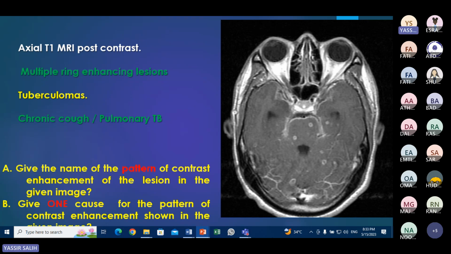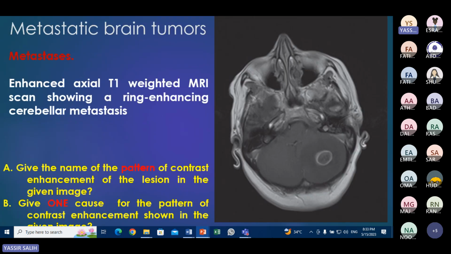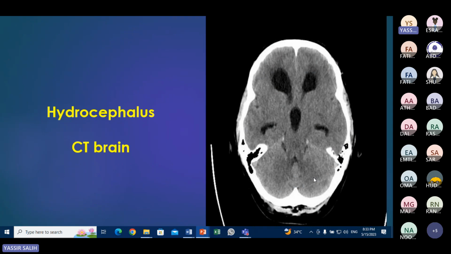But this could also be due to the differential diagnosis we discussed. The most important thing is the pattern of enhancement, which is ring enhancing. Also this is a ring enhancing lesion, a solitary single lesion. The most important thing, as we said, is the pattern of enhancement.